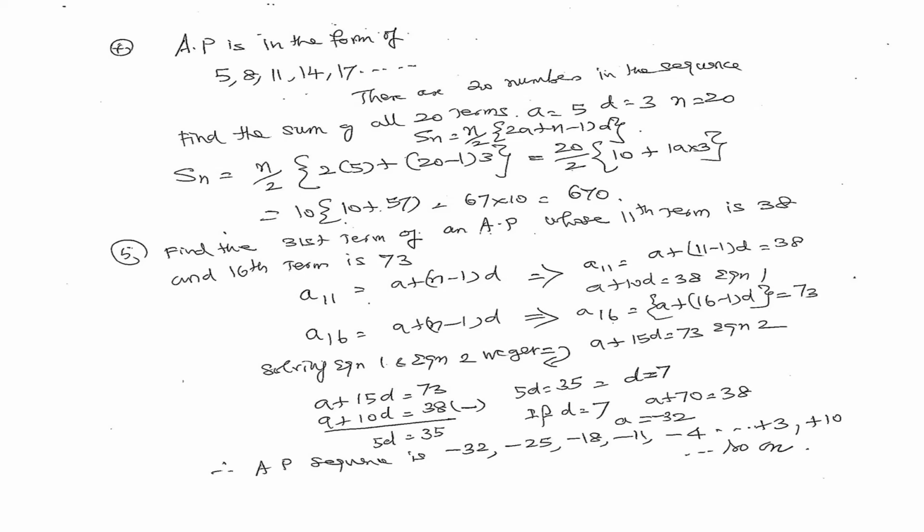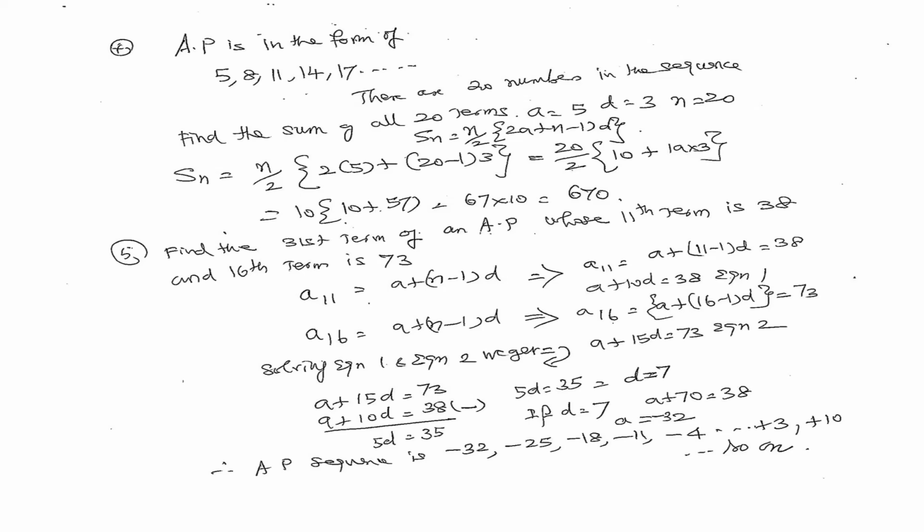In the fifth problem, find the 31st term of an AP whose 11th term is 38 and the 16th term is 73. Now, the nth term of an arithmetic progression is given by An = A + (n - 1)D. A11 will be A + (11 - 1)D, that is equal to 38. That takes you to A + 10D = 38, equation 1.